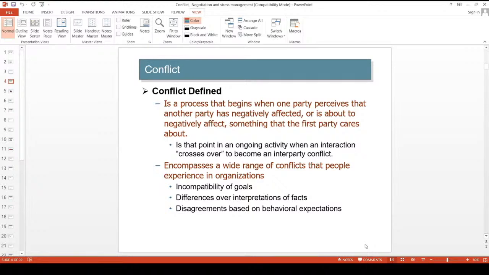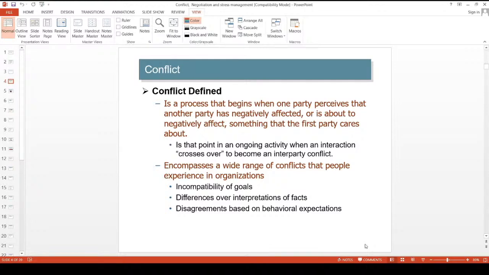Now it encompasses a wide range of conflicts that people experience in organizations. There are different types of conflicts, there are different sources which can cause these conflicts, and there are different views about these conflicts. We will discuss these views about the conflicts as well.